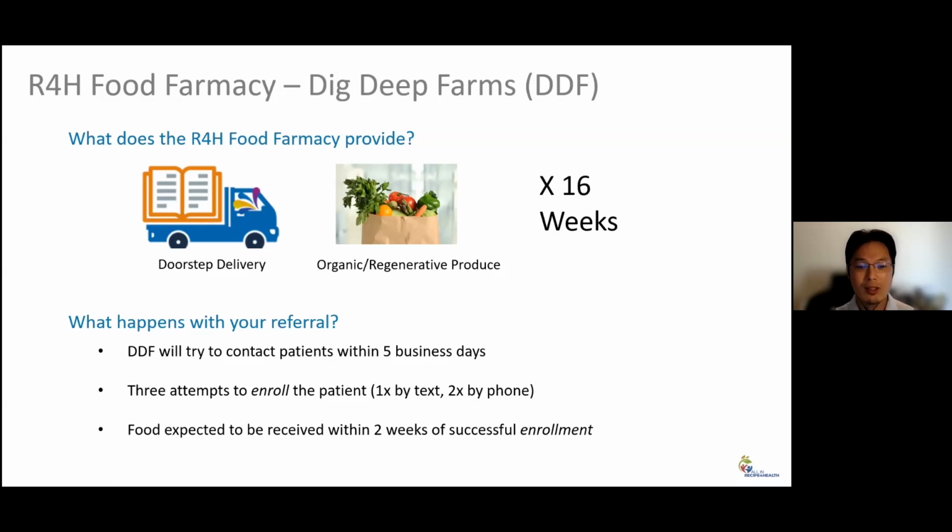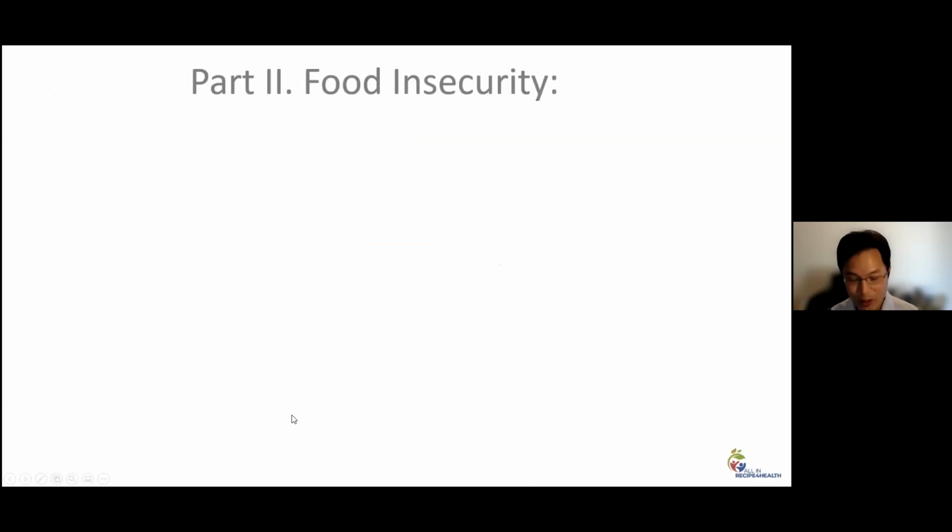So if they text immediately, then within 2 weeks, the food should come. If they need a week before they text, then it's going to come 2 weeks after that. So just recognize that, the emphasis on reminding them to enroll. All right, so that was the review of the parts of the food insecurity offerings we can provide our patients. Let's go into the big questions.